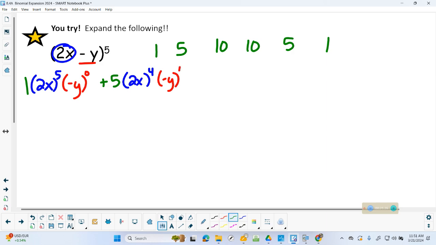I'm going to set up the next one. And then we'll see what you got for an answer. 2x cubed, negative y squared. So I'm going to give you a few more seconds to finish up getting your final answers calculated.